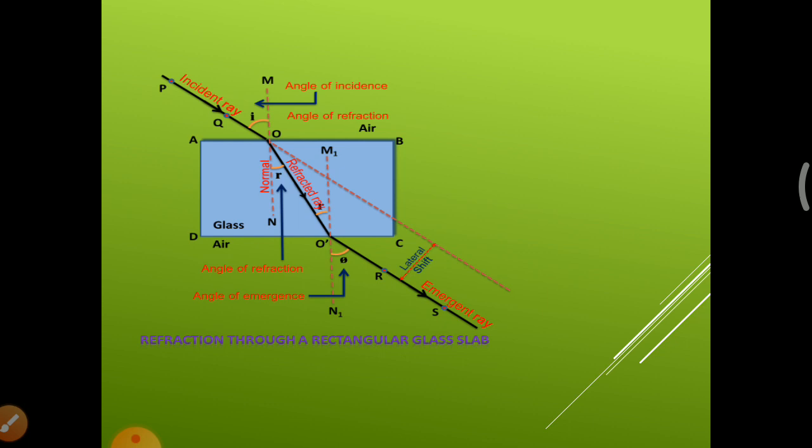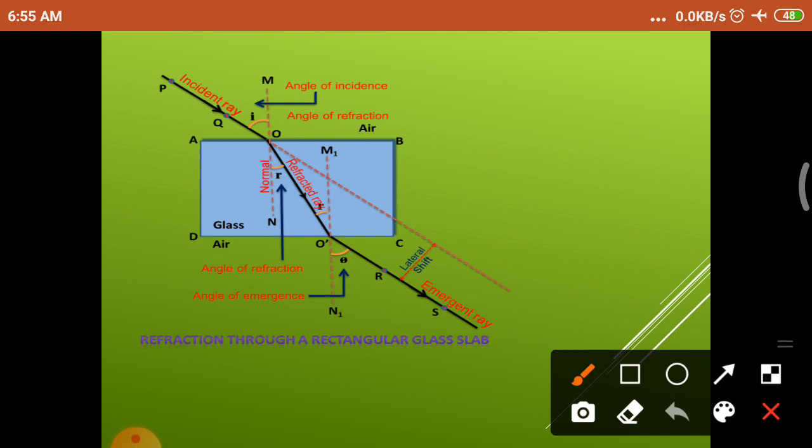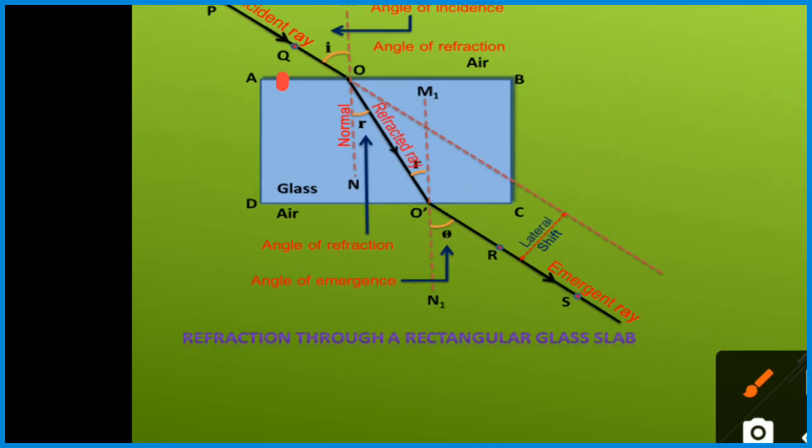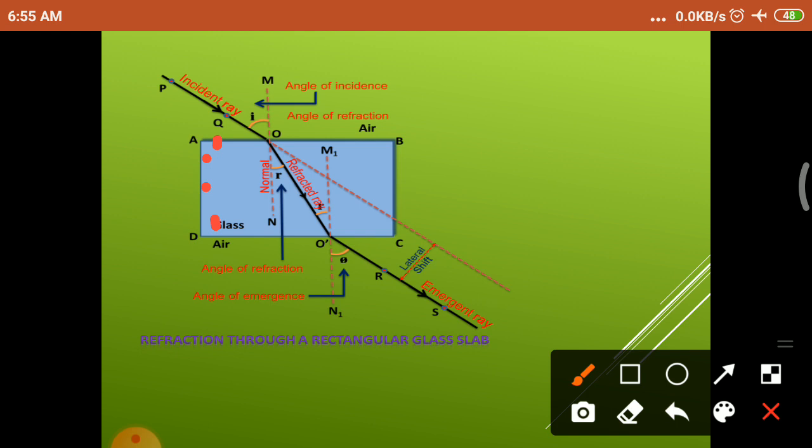In Chapter number 10, Light, Reflection and Refraction, we have learnt refraction through a rectangular glass slab. Look at this diagram. This is a rectangular glass slab. When the light falls on the rectangular glass slab, it is refracted, then it emerges from the glass slab. This ray is the incident ray, this is the refracted ray, this is the emergent ray.